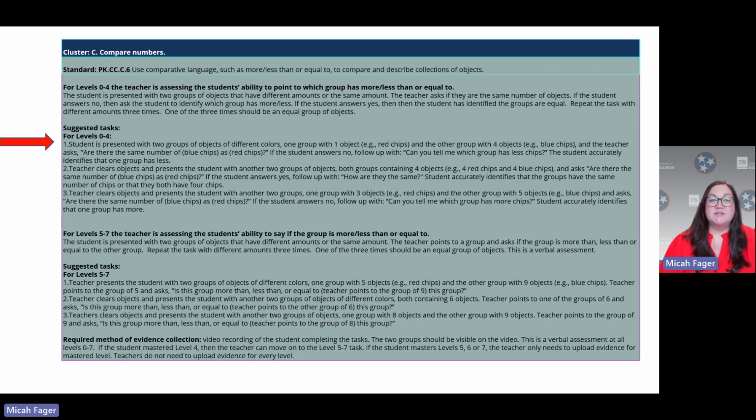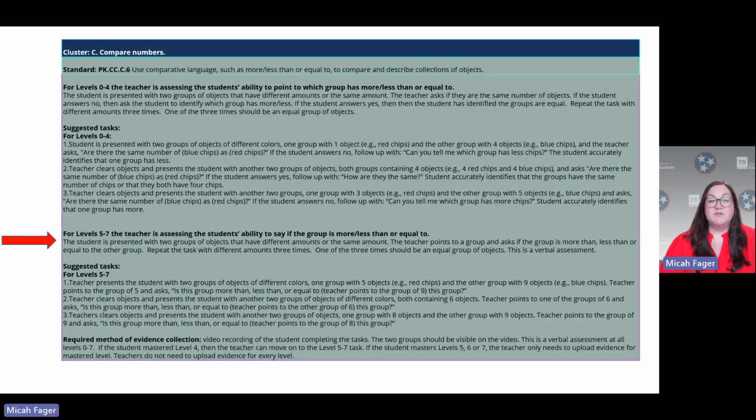When you look at the suggested tasks for levels 0 through 4, there are 3 examples of how a teacher could assess a student to make sure they understand which group has more, less, or equal to. And again, the student may point to identify which group has more or which group has less. They do not verbally have to tell the teacher which group has more or less.